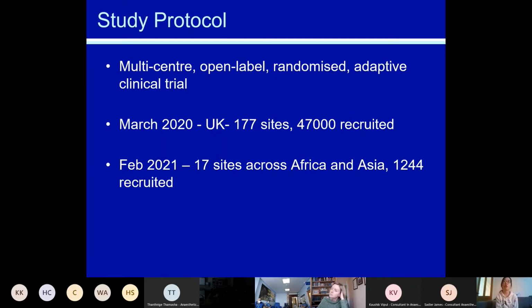So when the trial first started in March 2020, it was just UK based. Any NHS trust could sign up amongst the other trials that were going on at the time. And then in February 2021, it also involved 17 sites across Africa and Asia, about 5 or 6 countries. And it recruited over 1,000 patients from there as well.